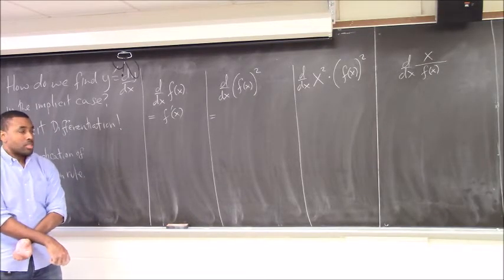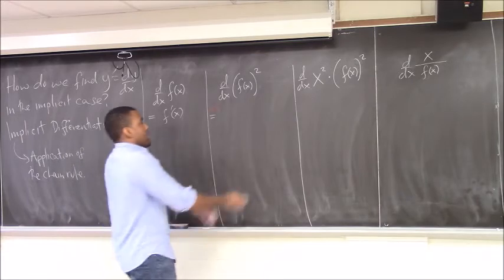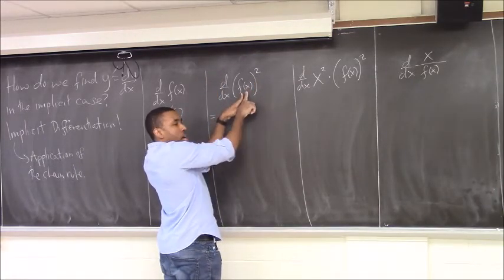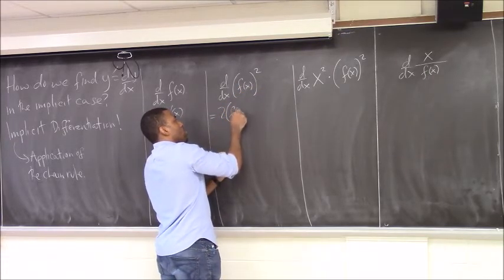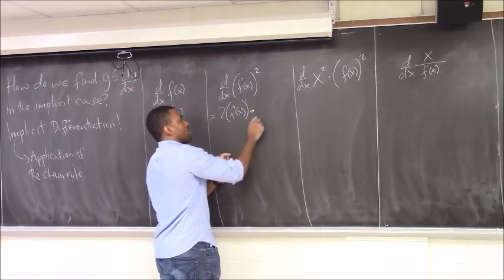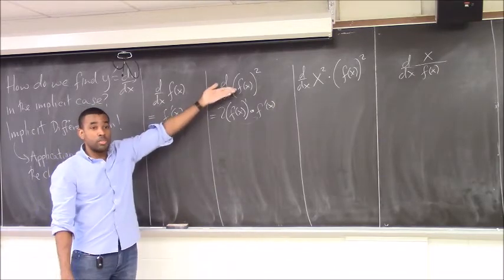Wait, can you bring the 2 in front and then keep the f of x in and then times f prime of x? Right. Here I have an outer function which is a square. There's an inside function. So how do I differentiate that? Differentiate the outside, which I know how to do by the power rule. That's going to be what it is, times the derivative of the inside. So the derivative of this expression would be that expression.